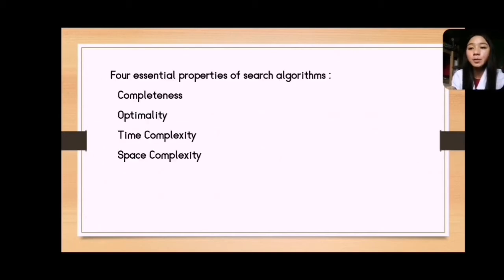Following are the four essential properties of search algorithms to compare the efficiency of these algorithms. First is completeness. What is completeness? A search algorithm is said to be complete if it is guaranteed to return a solution if at least any solution exists for any random input. Next is optimality. If a solution found for an algorithm is guaranteed to be the best among all other solutions, then such a solution is said to be an optimal solution.